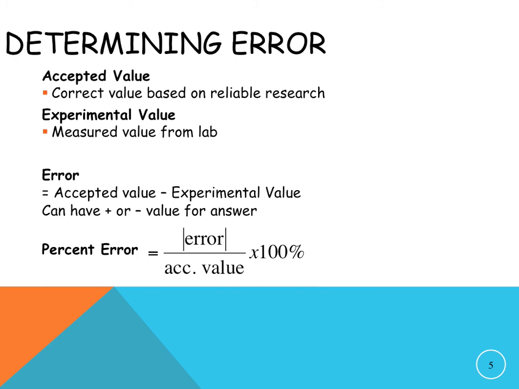Error itself is looking at the accepted value minus the experimental. So just how different are they? And then for percent error, we divide it by the accepted value. So we're looking at how much did we have wrong divided by how much we should have had.